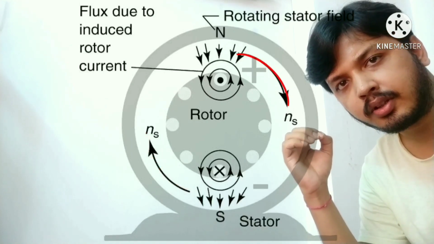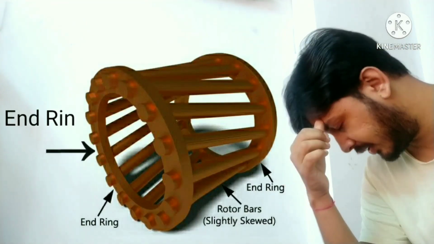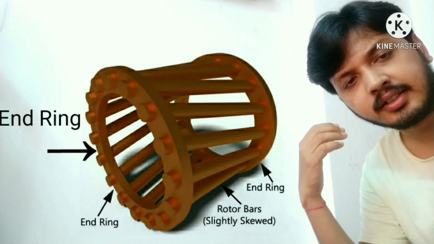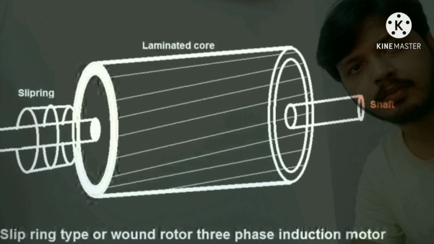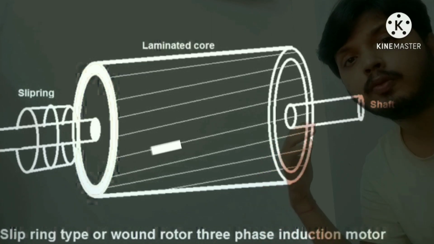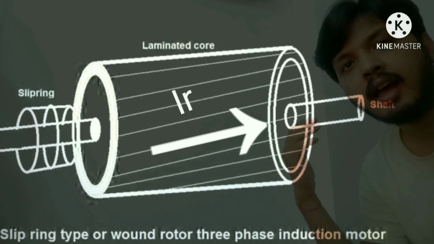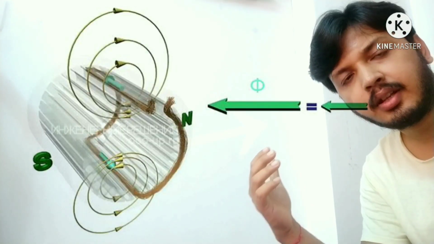Now, these rotor conductors are connected through either an end ring or a variable resistance. For a squirrel cage motor, it is connected through an end ring. For a slip ring motor, it is connected to a variable resistance. Current will start to flow through the conductors of the rotor. As a result, rotor flux is generated.